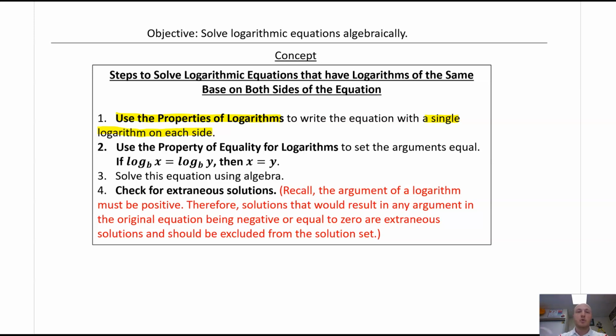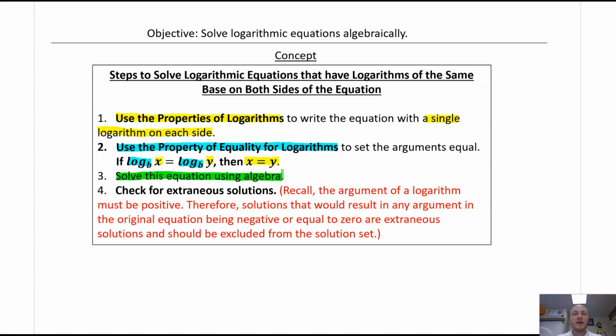Step 2, we're going to use the property of equality for logarithms to set the arguments equal. And here's, again, the main idea. If I have a logarithm of the same base on each side, I can cancel them to make the arguments equal to each other. Okay, it's just a way to get rid of the logarithms. Step 3, solve using algebra. We'll go ahead and do that.